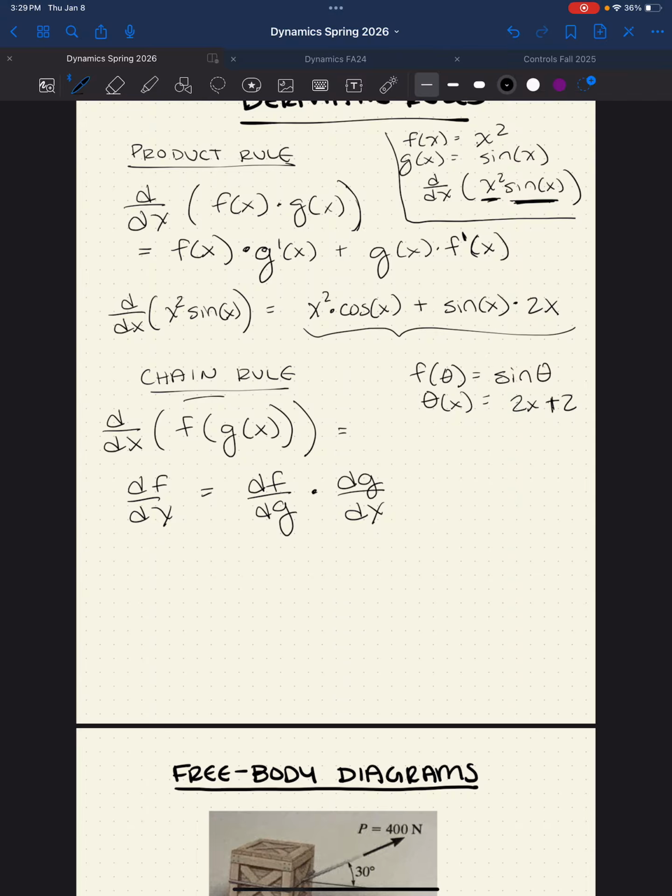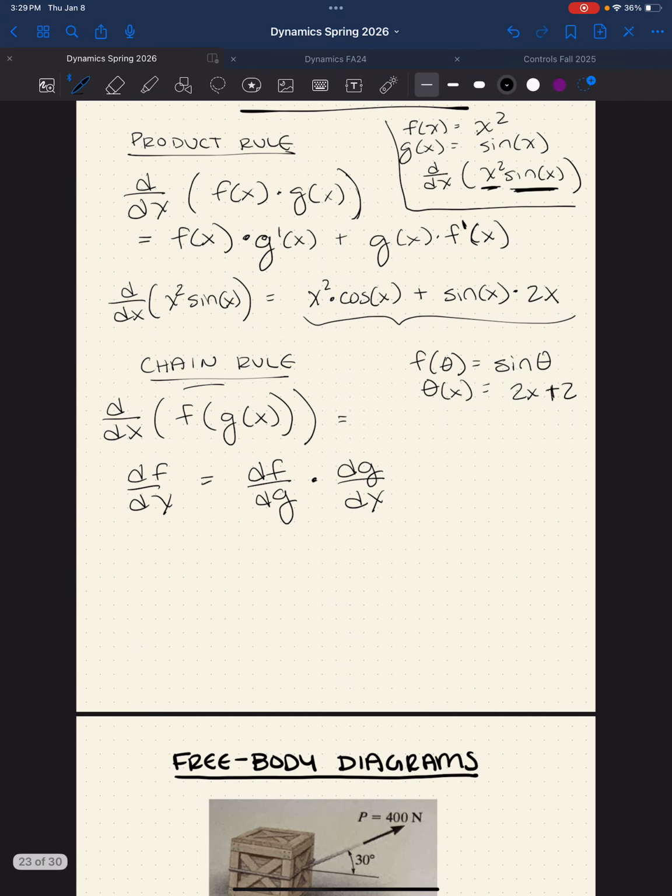And I like to write it this way because it looks like a unit conversion in which the dg on the bottom cancels with the dg on top, and I'm left with df dx.